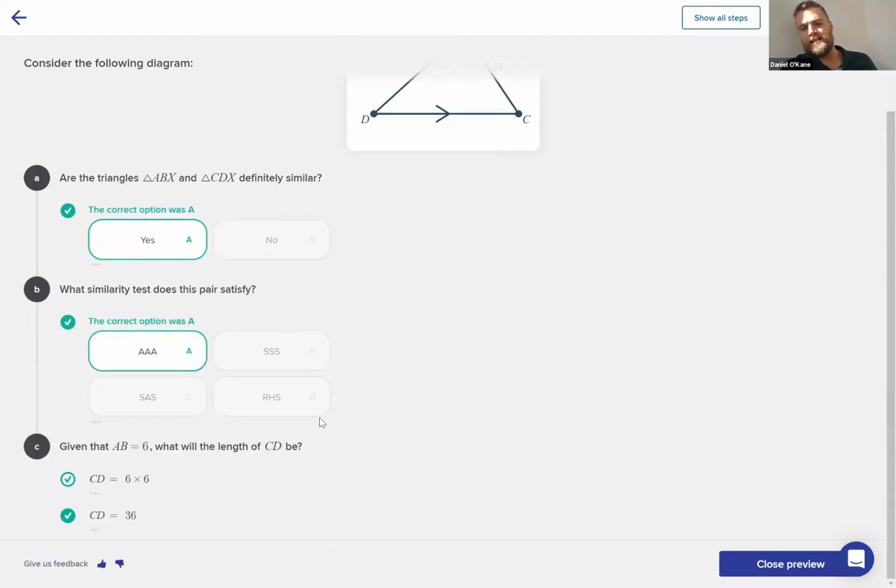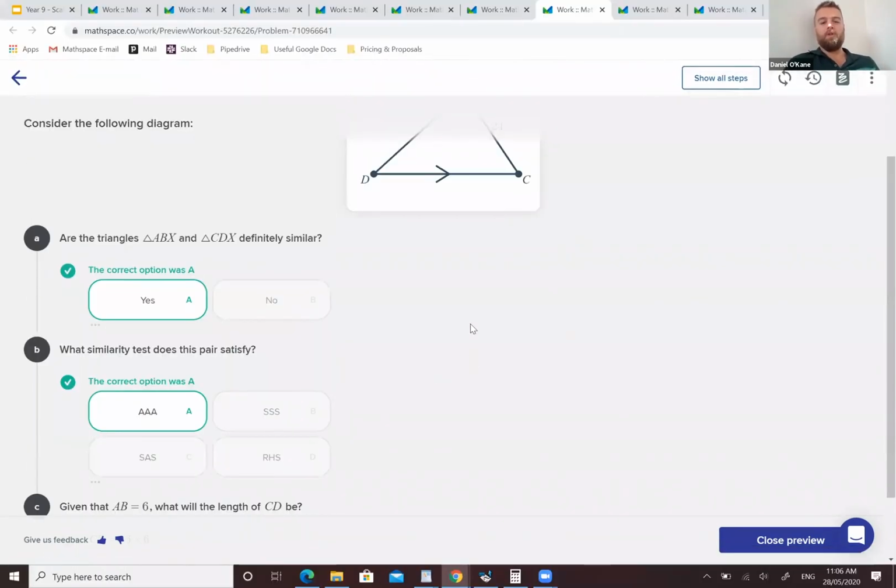Great. So that's that other concept of similar triangles. So that's it. Now you can go into Mathspace if you've got access to Mathspace at your school, and you can now work through some of those questions in chapter 4 from the Year 9 textbook.